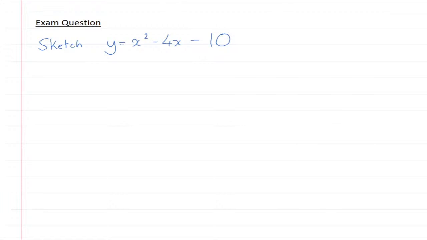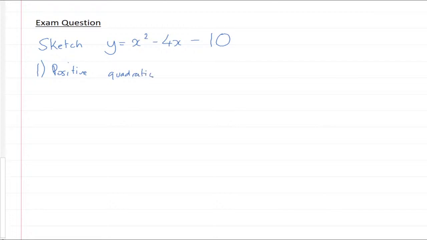What was the first thing on our list to talk about? Before that, positive or negative? Yeah, we've got to see whether this is positive or negative. Why? Yeah, because it's positive x squared. The number in front of the x squared is just 1, isn't it? So this is a positive. So the first thing I'm going to write down, 1, is it's a positive quadratic.